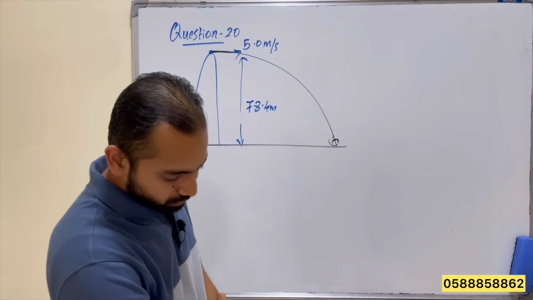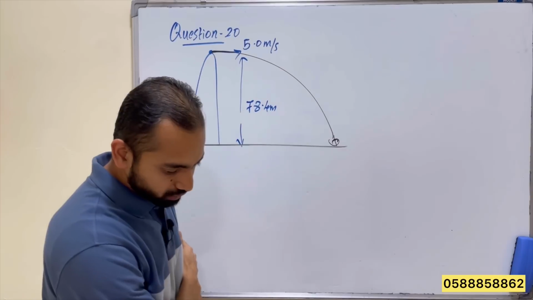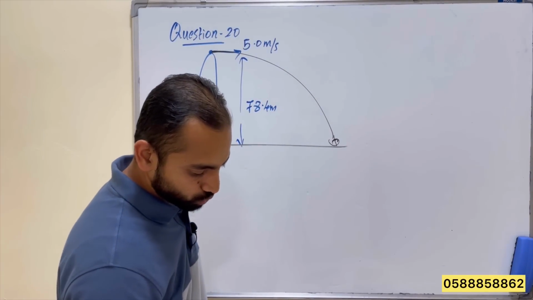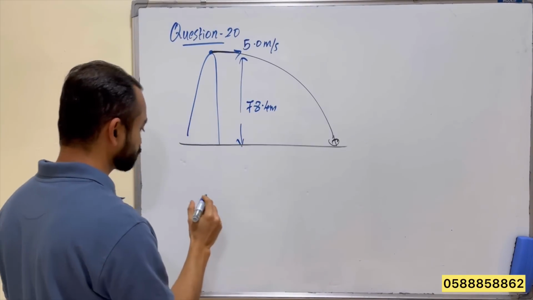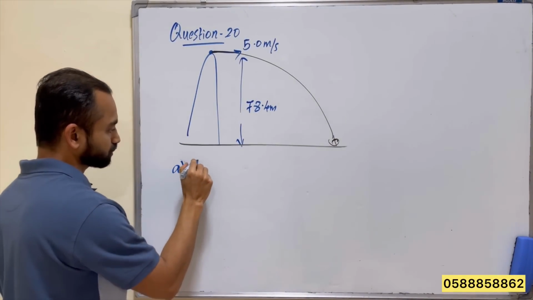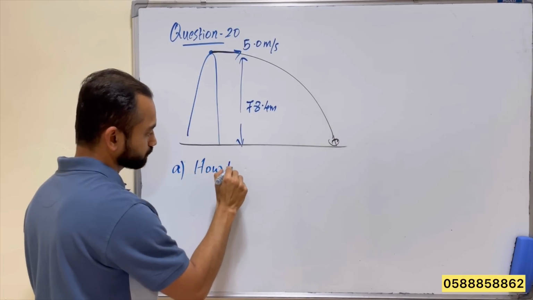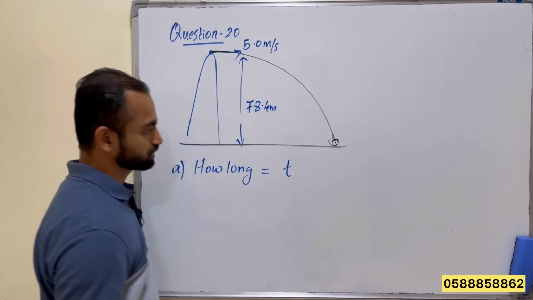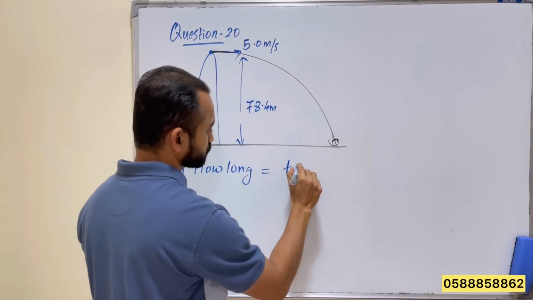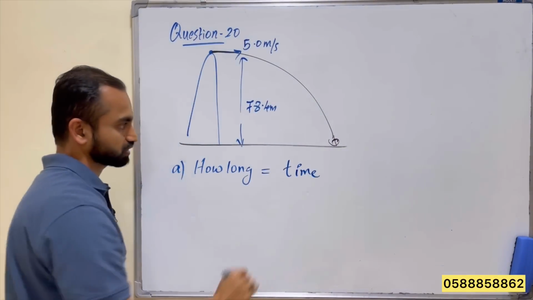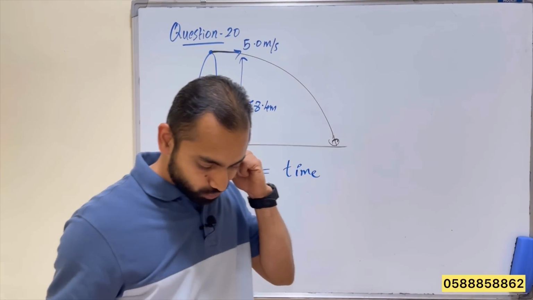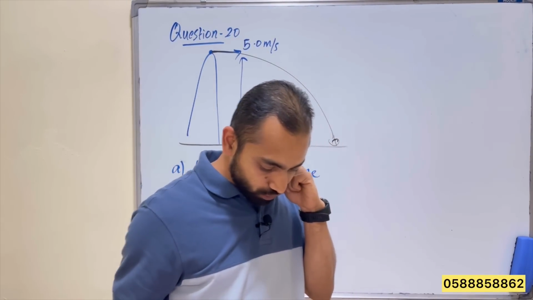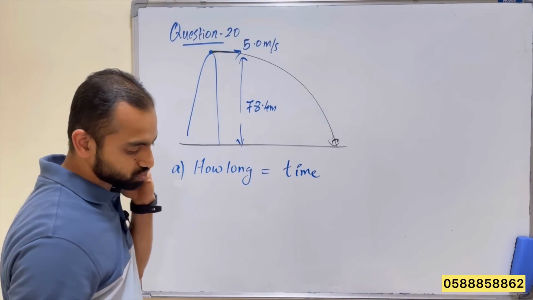Then what do you have to calculate? You have to calculate how long it takes the stone to reach the bottom of the cliff. So question A, you need to calculate how long. What is the meaning of how long? How long is equal to time, right? You have to calculate the time taken by the ball to reach the ground, and how far from the base of the cliff does the stone hit.